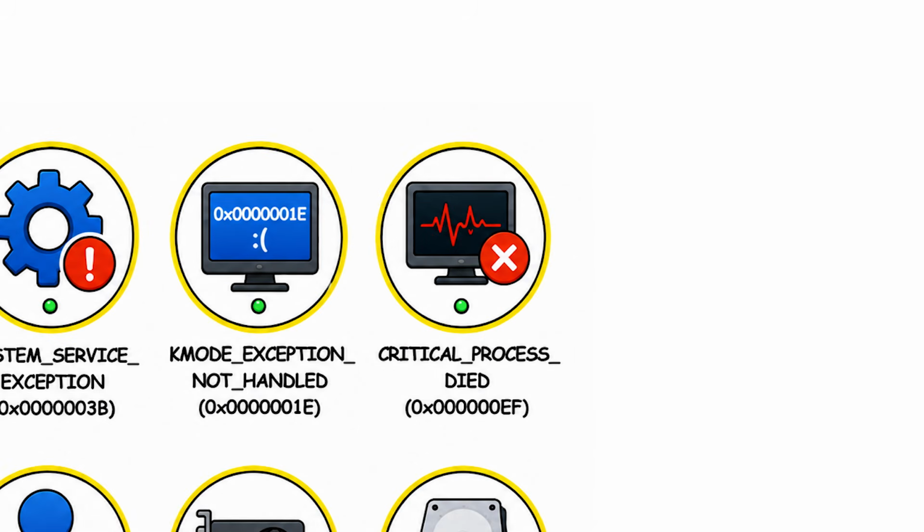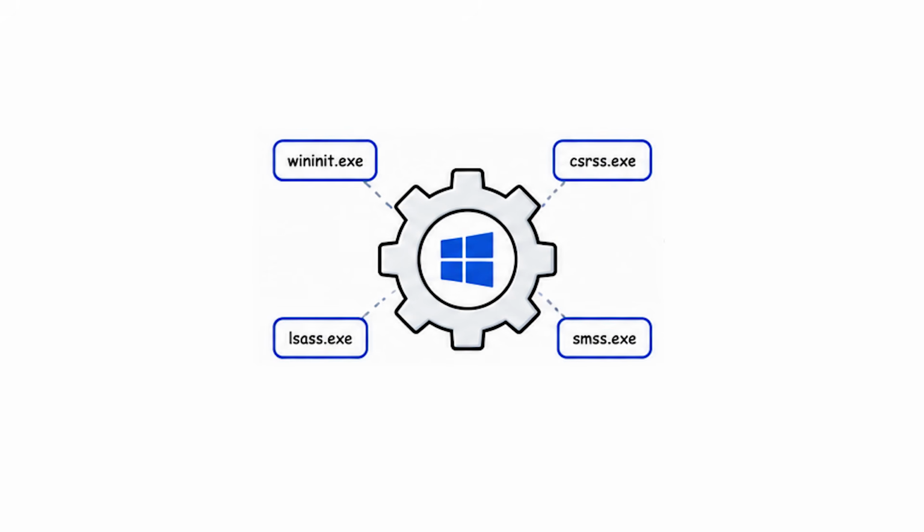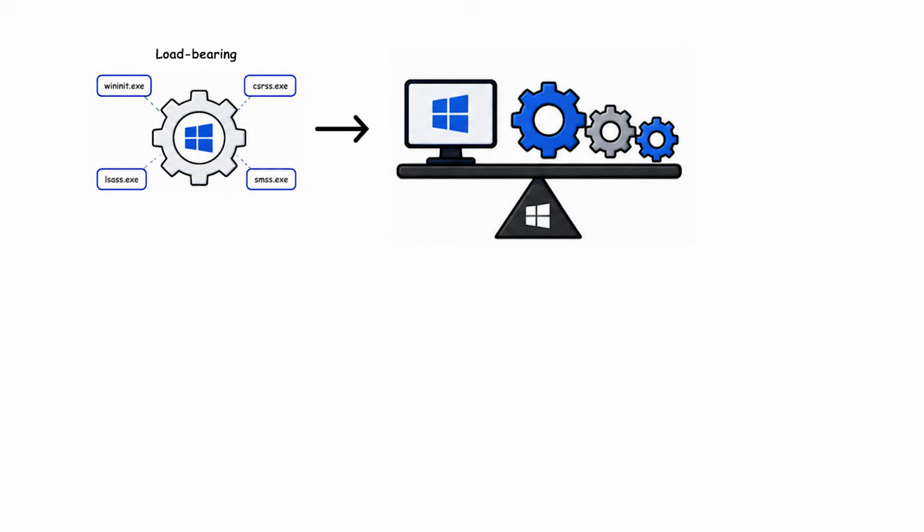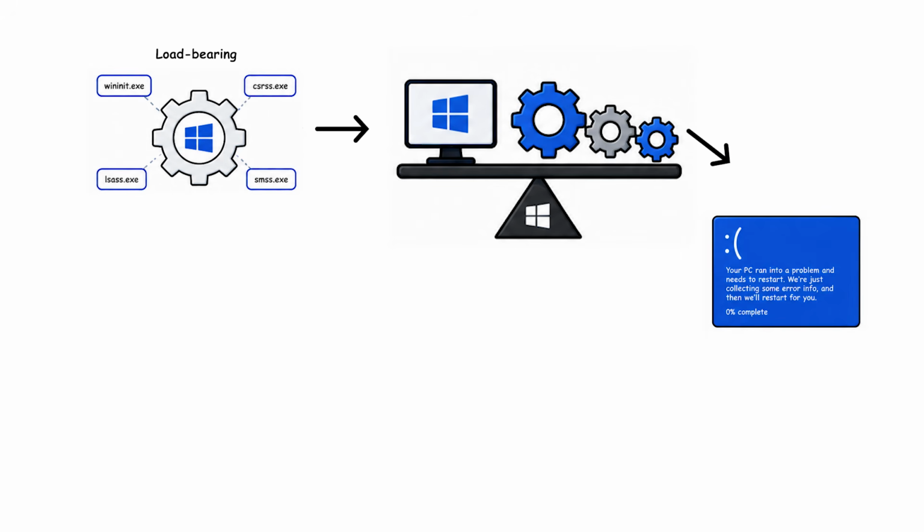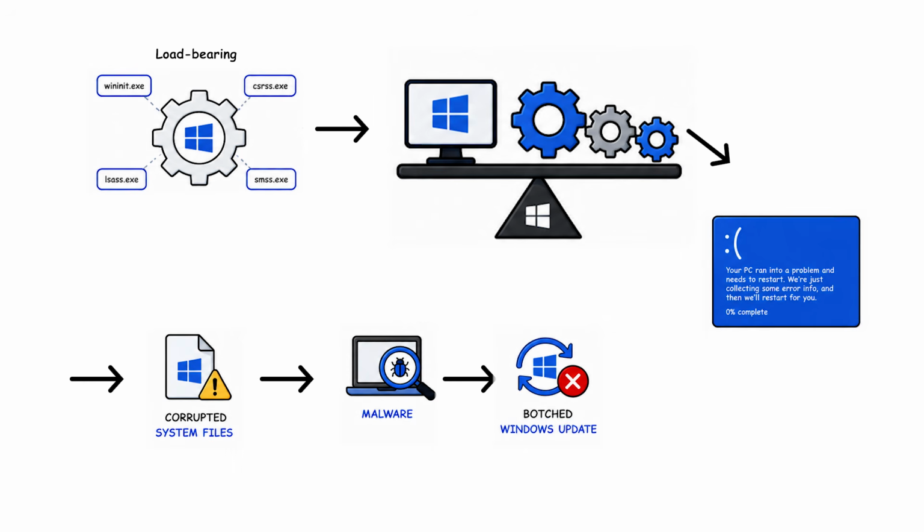Critical process died. A handful of Windows processes are load-bearing. The whole operating system leans on them staying alive. If one of them dies, Windows doesn't try to keep going without it, it just stops. Causes range from corrupted system files and malware to a botched Windows update interrupted at the wrong moment.